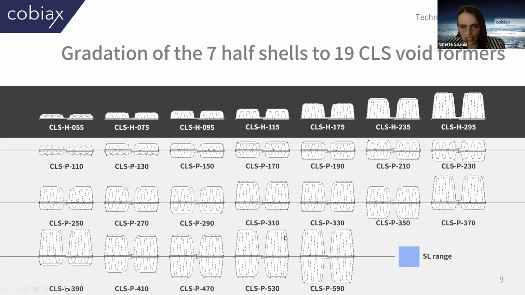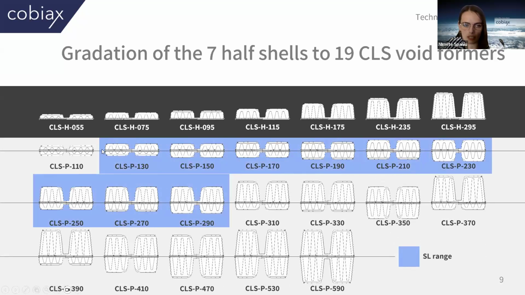The SL range includes just those void formers in here. As I said before, the SL is a little bit more limited than CLS, because SL is for slab thickness from 22 to 40 centimeters, and CLS is for slab thickness from 20 centimeters till 80 centimeters.